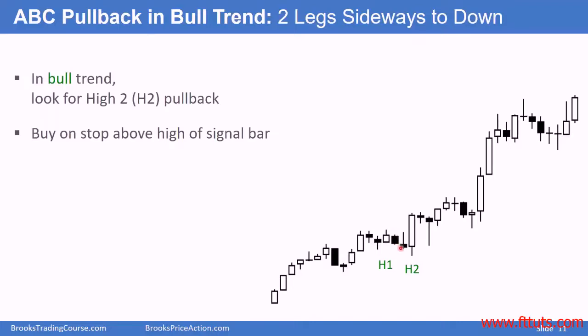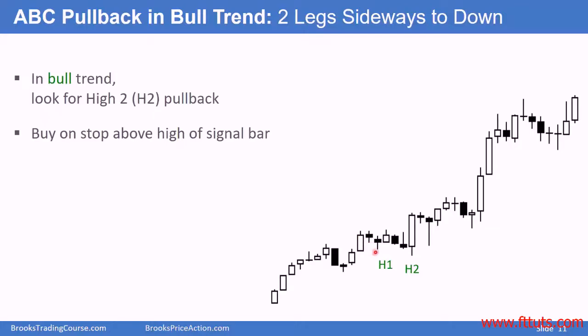We tried to resume up. It failed. Maybe a second attempt will be successful. This is a high 1 buy setup. Did not work. And this bar is a high 2 buy setup. And it did work. Buying above its high led to a profitable trade. Some traders would also call that an ABC pullback.